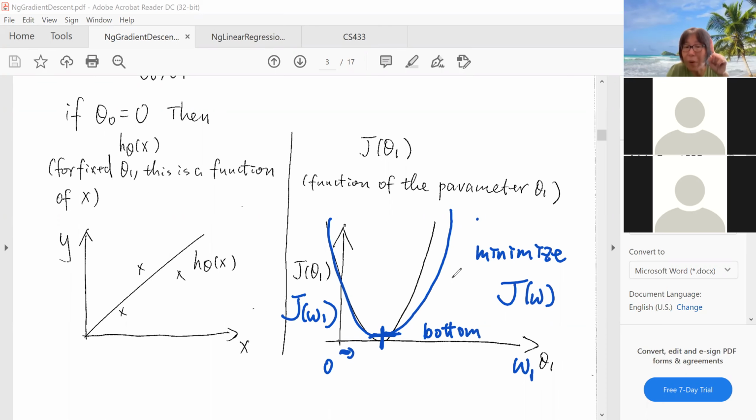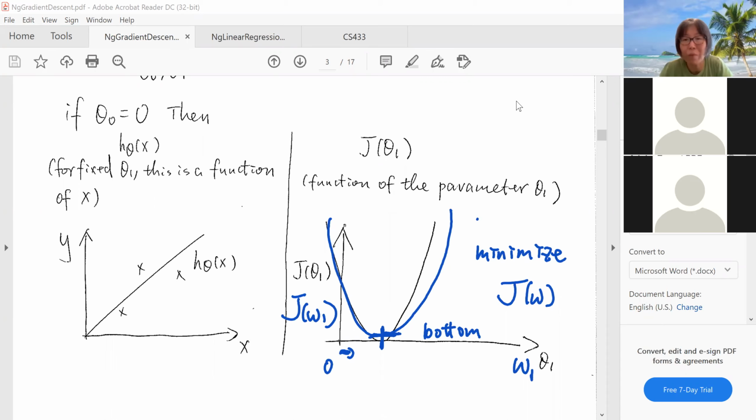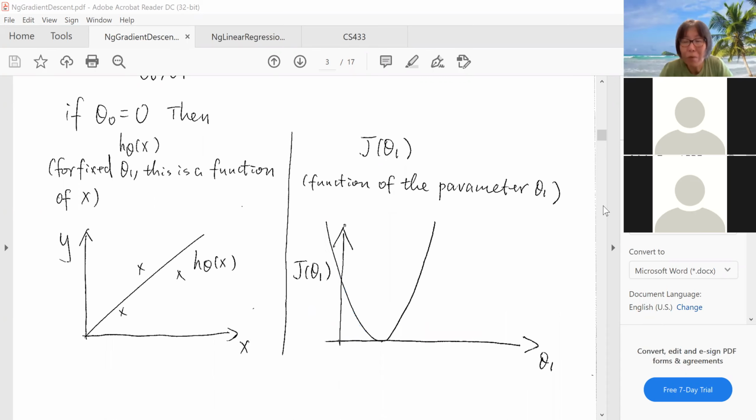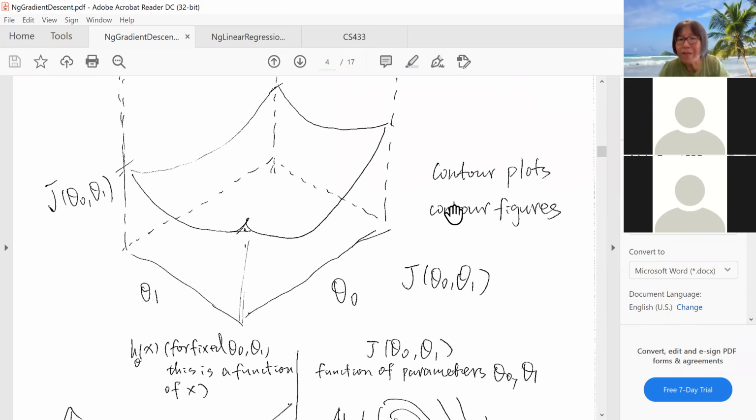This is the bottom. So how do we find this? From math, it's pretty simple for a single variable, for the quadratic, to find this minimum point. But we will approach it differently. So that's regarding a single variable. So W0 is 0.